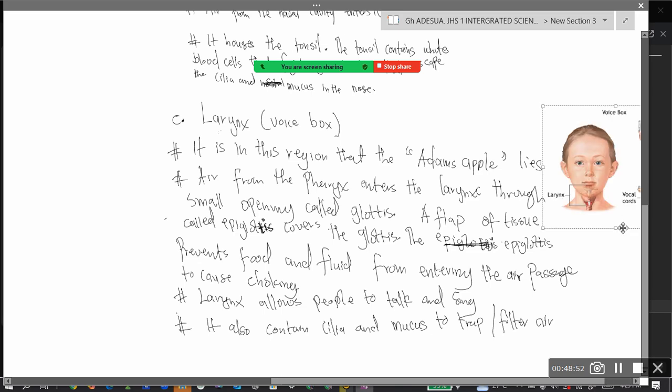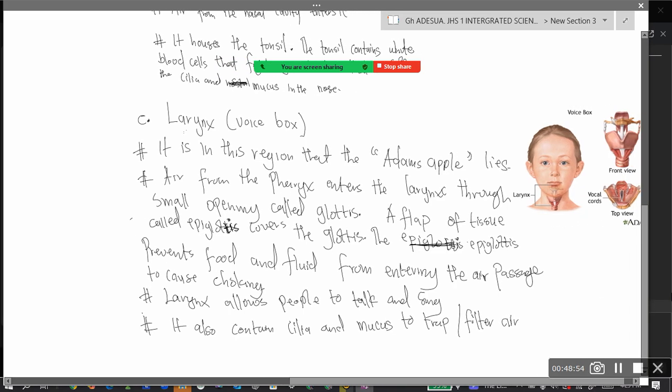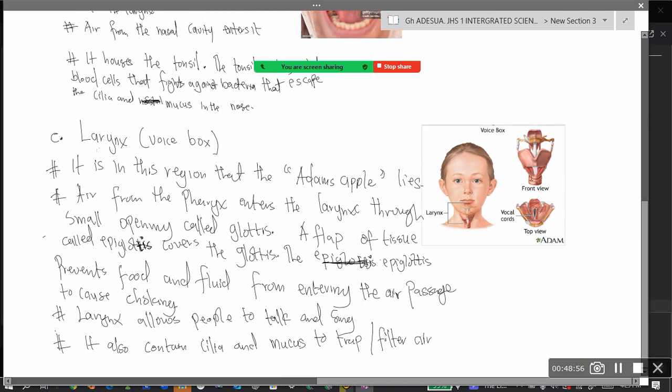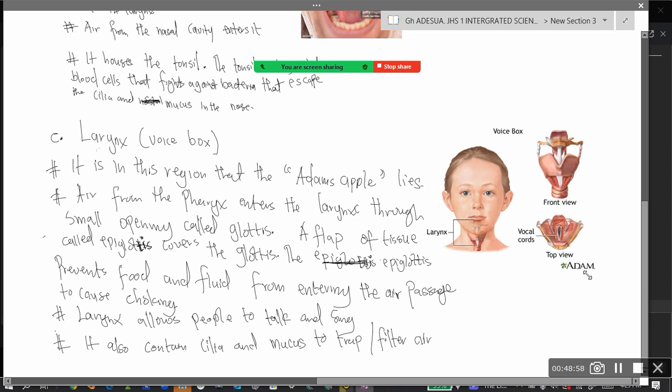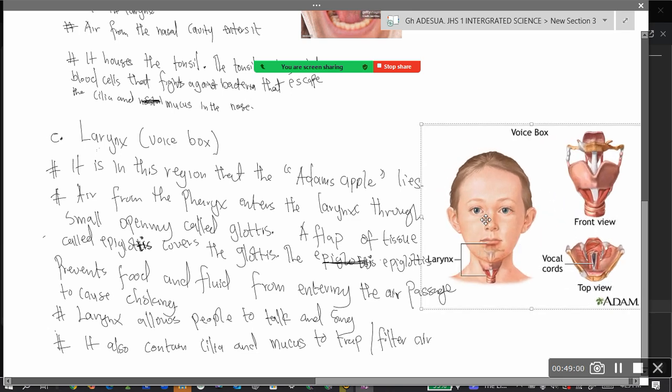Let's see how the voice box looks like. So this is how the voice box looks like. Okay, so now let's take a look. Let's read what is there for the larynx. It is the region that contains the Adam's apple.